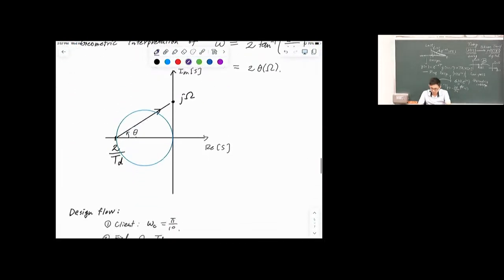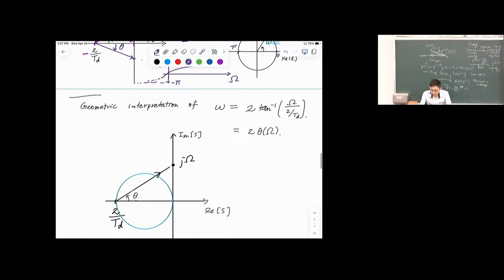Okay, so I spoiled the punchline ahead of time, this whole part can be erased. I was trying to. Oh no, let me just leave it there. Let me just leave it there.